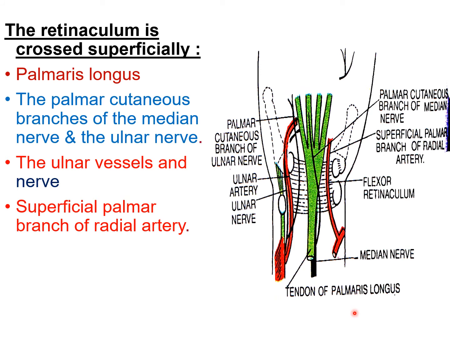The structures which pass superficial to the flexor retinaculum are the tendon of palmaris longus, the palmar cutaneous branch of the ulnar nerve, and the palmar cutaneous branch of the median nerve. Also, the ulnar nerve and the ulnar vessels pass superficial to the flexor retinaculum, and also the superficial palmar branch of radial artery crosses the flexor retinaculum superficially.